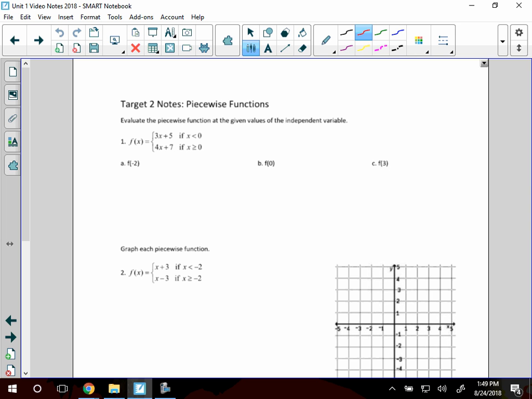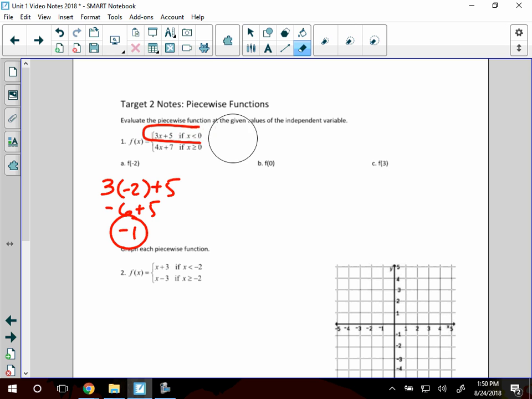So if I'm finding f of negative 2, then I'm looking at this first one because my x value, or my input, is less than 0. So that means I'm going to replace x with negative 2 in that first piece of the function. So my answer there will be negative 1.